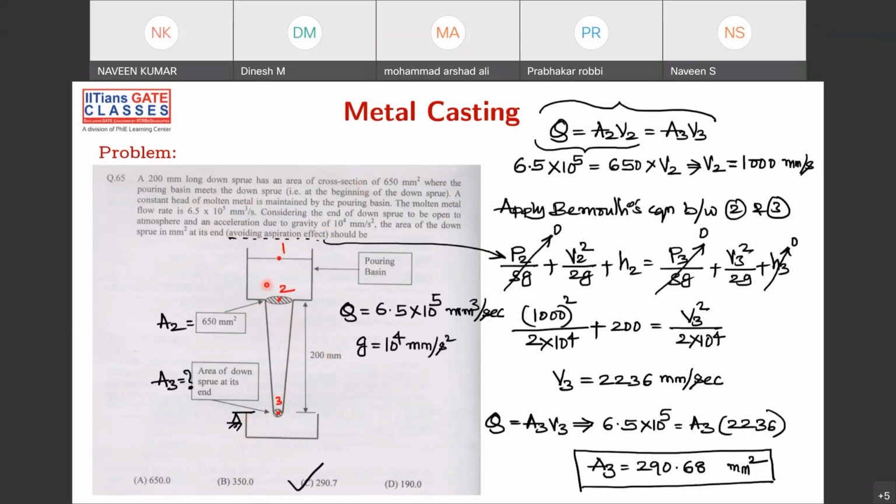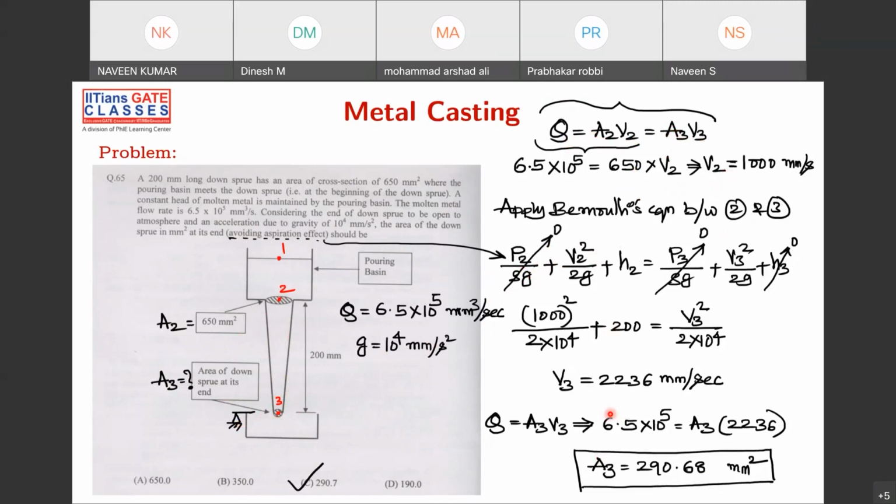So the solution is this. A2 is given, you have to find A3. Q is equal to A2 into V2. You can apply the continuity theorem between here and here: area of cross section here into velocity here is equal to area of cross section there into velocity at that point. Then I found V2. For calculating V3, I used Bernoulli's theorem between 2 and 3. Once you find V3, you have A2 into V2, or Q, so you can find A3. That's how I found A3. The solution is given, go through it.